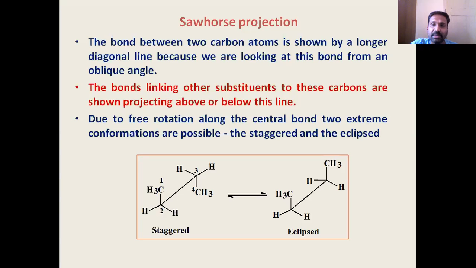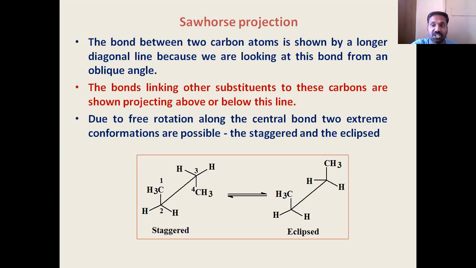Sawhorse projection is nothing but Newman's projection viewed at a tilted angle. In Newman's projection, if this is the molecule, our butane, you are going to view from this point exactly where the front carbon is coming in line with your eyesight. This is the angle of viewing in the Newman's projection.